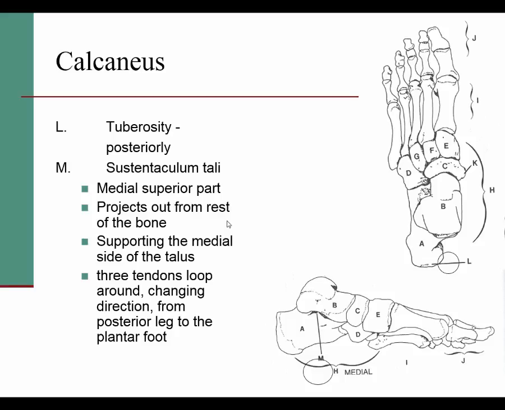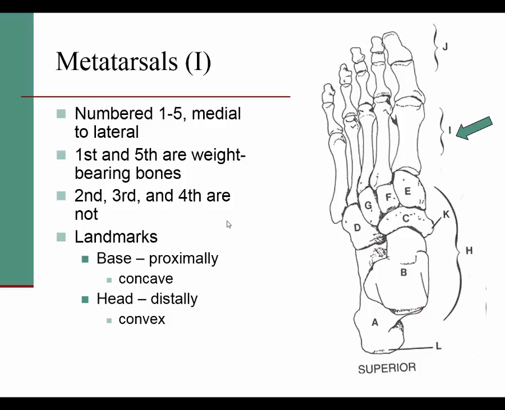And then the metatarsals, this is the section labeled I. You have them numbered 1 through 5. Your big toe is labeled 1. And then of course the 5th is going to be your pinky toe region, but more at the base because it's the metatarsals we're talking about. The 1st and 5th are weight-bearing bones. That's important to know. 2nd, 3rd, and 4th are not.